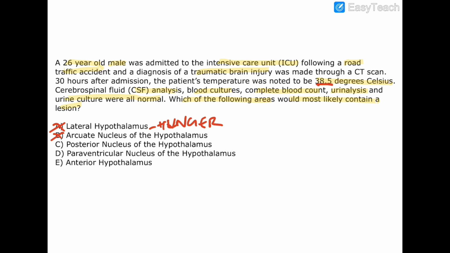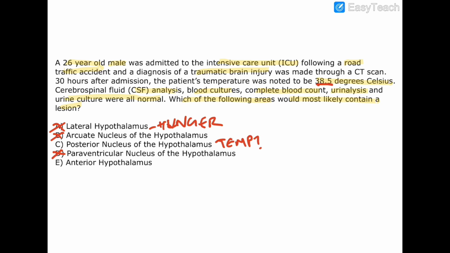The posterior nucleus, now this gets tricky because we know that the posterior nucleus of the hypothalamus is involved in temperature, right? So this is a possibility. We will come back to this. The paraventricular nucleus of the hypothalamus, option D. Now this is involved particularly with the posterior pituitary gland. The neurons that project from the paraventricular nucleus secrete two key hormones, oxytocin and the antidiuretic hormone, also known as ADH. We know that both oxytocin and ADH do not have a role in thermoregulation, in the change of temperature in the body. So we can cross out option D.